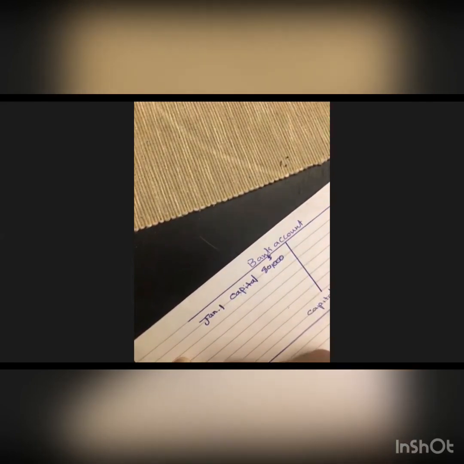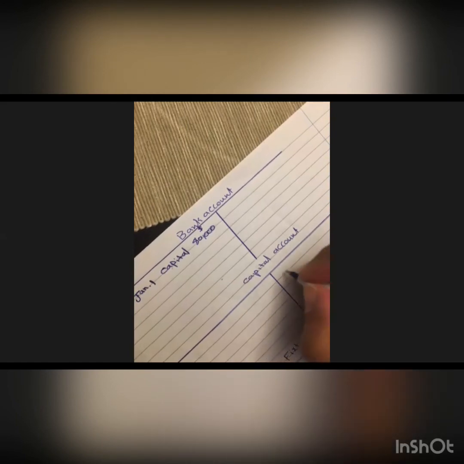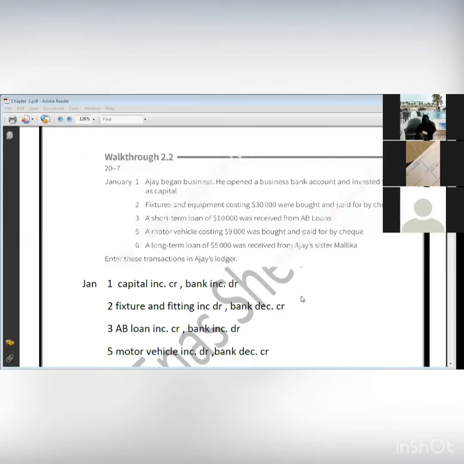Now I have to open another account called the capital account. We said that capital will be debit or credit? It will be credit. So I will write here. What will I write? Three pieces of information. Jan 1, under details, I will write the name of the other account, which is bank. By how much? The same value, which is $80,000. Each time I will do the same. Okay? Now, let's see the other transaction.